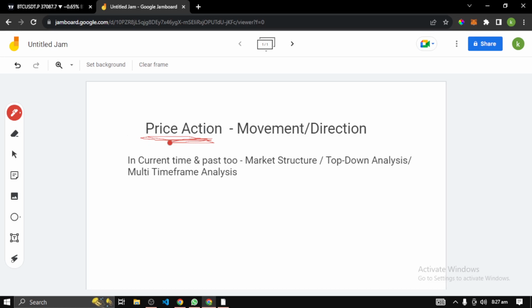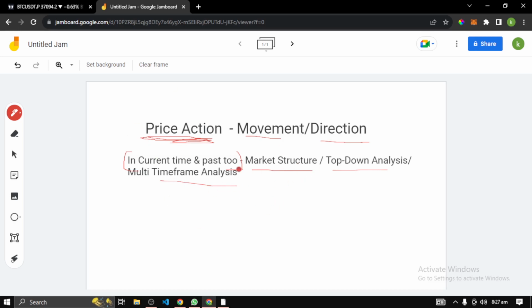Today is 11th of November. You are going to analyze price action, price movement, and direction based on what is happening today, what happened yesterday, what happened the previous week, what happened one year back, what happened one month back. What we'll be covering in this particular training is price action: understanding movement of price and direction of price using past historical data, which can be in the form of market structure, top-down analysis, or multi-time frame. We'll cover all of this once we start.